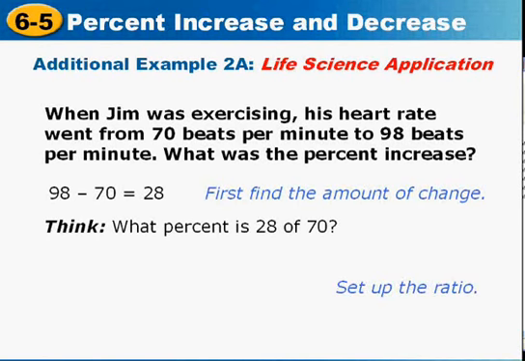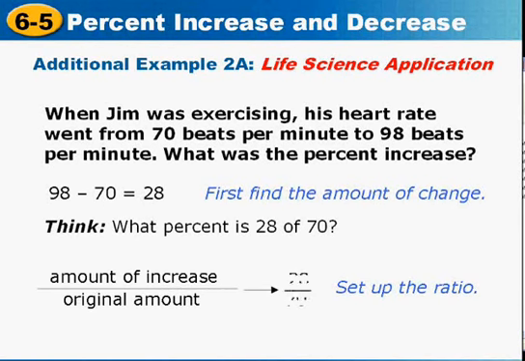You don't have to worry about the think part. Just set up your ratio. The amount of increase was 28, and our original beats per minute was 70. Amount of increase over original amount. Make sure you remember that. You put your amount of increase over the original amount. That will equal the percent of change.